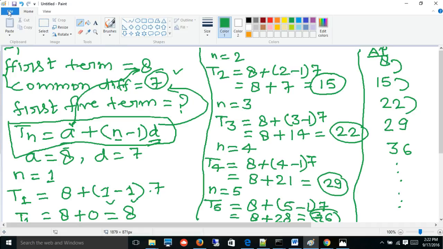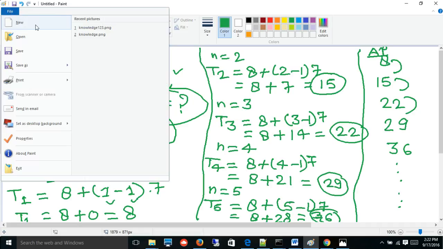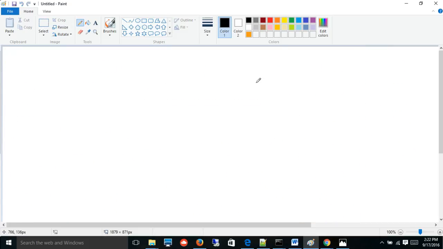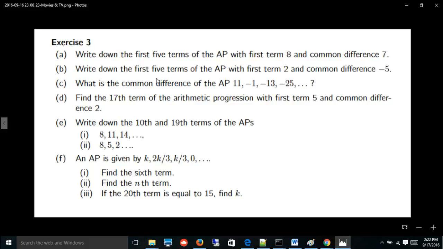Okay, so we will move to the second question. So what is this second question all about? The second question is saying write down the first 5 terms of AP with first term 2 and common difference is -5. Okay, this is also exactly the same question as the above one. So I will just calculate 2 terms and the others you can calculate.